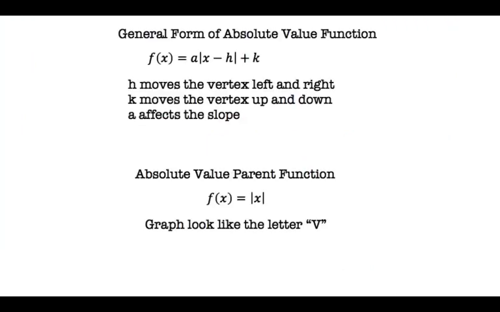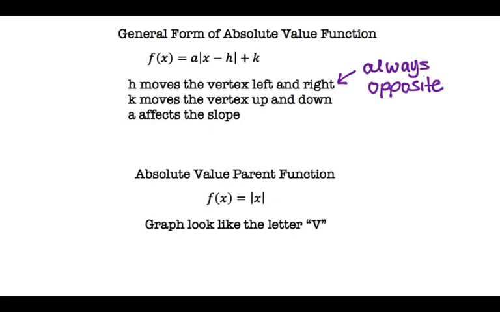Alright, so the general form of an absolute value function is f of x equals a times the absolute value bars, and then inside the absolute value bars we have x minus h, plus k. And h moves the vertex left and right, just like it has for all our other functions, and k moves the vertex up and down. A affects the slope. An absolute value parent function is f of x equals the absolute value of x, and the graph of the parent function looks like the letter V.